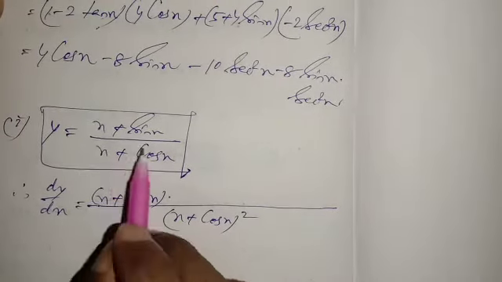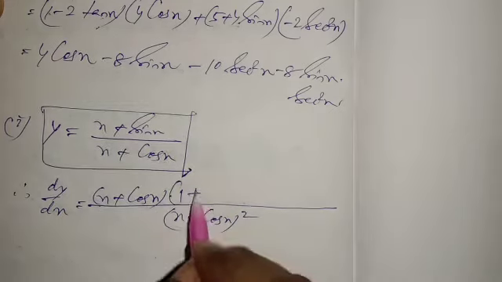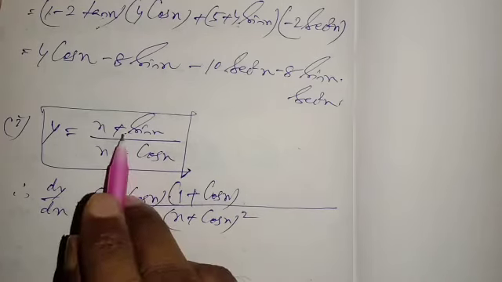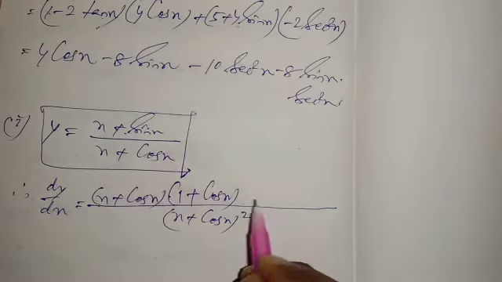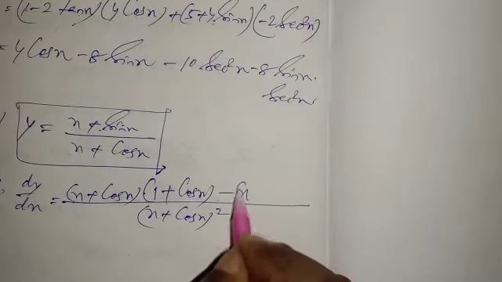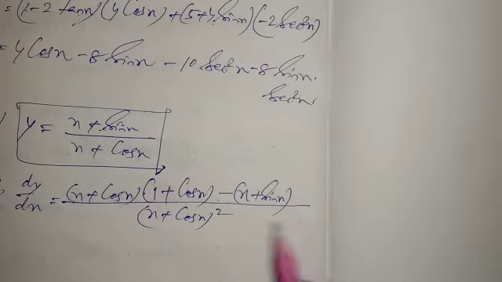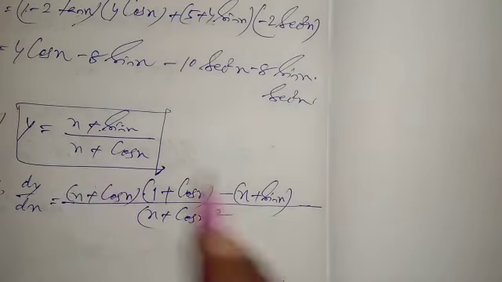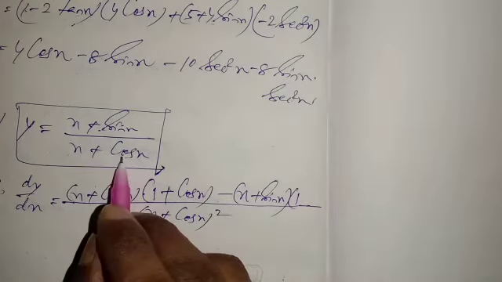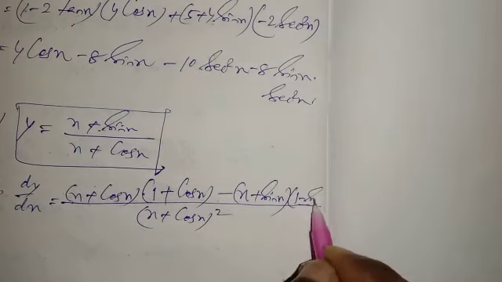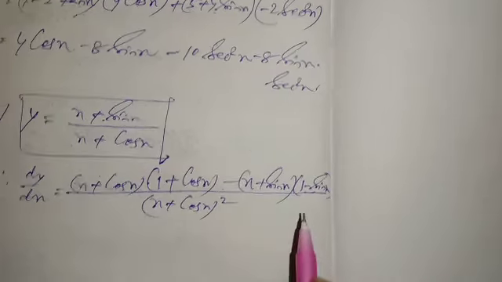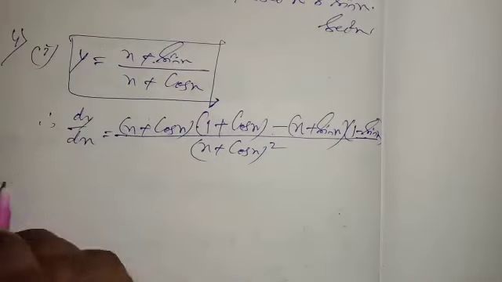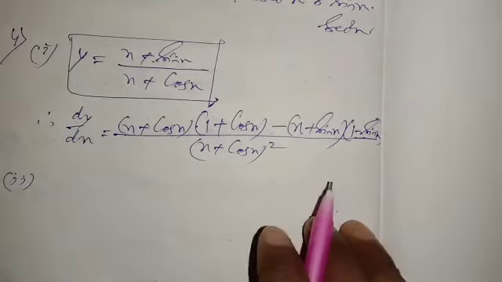The derivative of u means what? What is the derivative of x? That is 1. And the derivative of sin x is cos x. Derivative of u means derivative of numerator: the derivative of x is 1, and sin x derivative is cos x. Now minus numerator, that is (x plus sin x), whole into the derivative of denominator, that is v. The derivative of x is how much? 1. And the derivative of cos x is minus sin x, so 1 minus sin x. You can keep it here, otherwise you can open the bracket also. This is a lengthy process, keep it like this. Number 4 first part, you can simplify on your own.